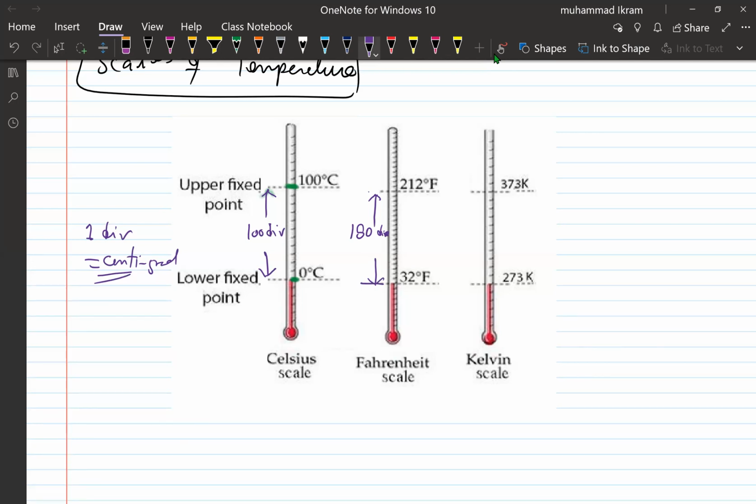If you just see here, you have 100 divisions here and 180 divisions here. So the Fahrenheit scale is more precise than the centigrade scale in this regard, because we have a smaller number of divisions here.